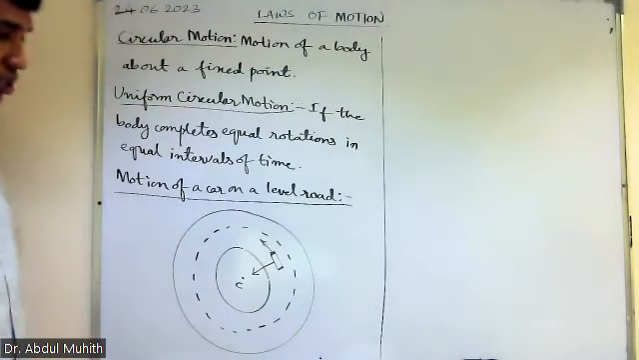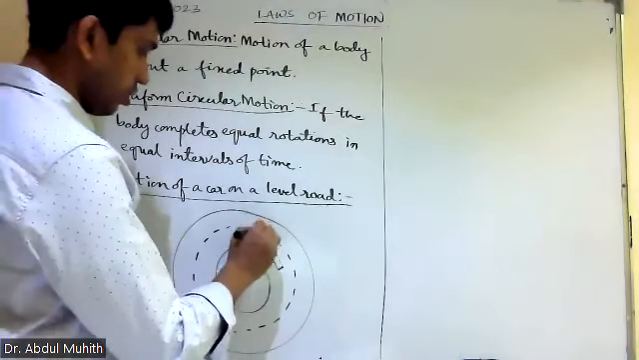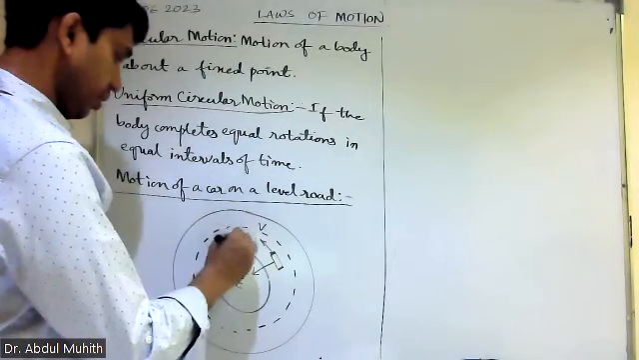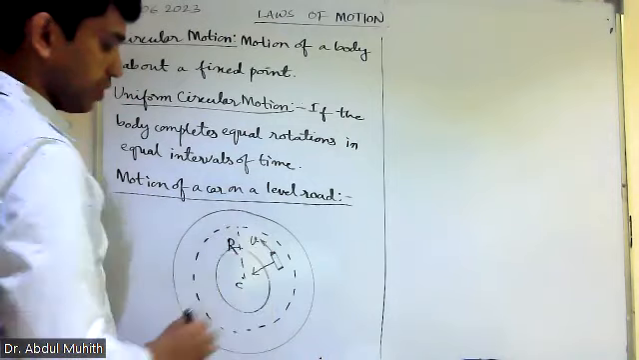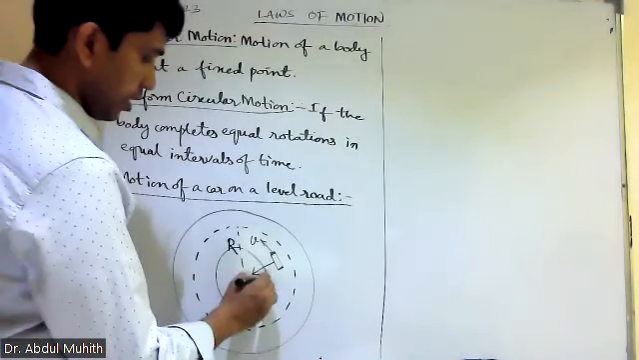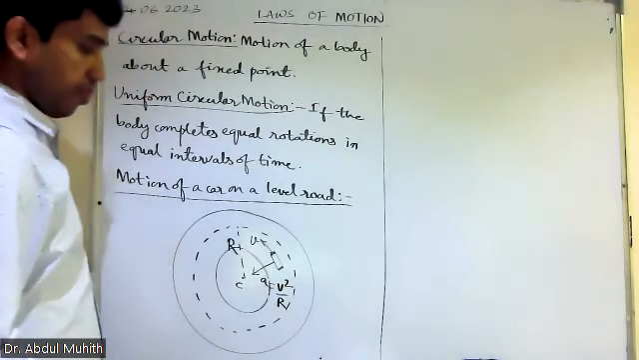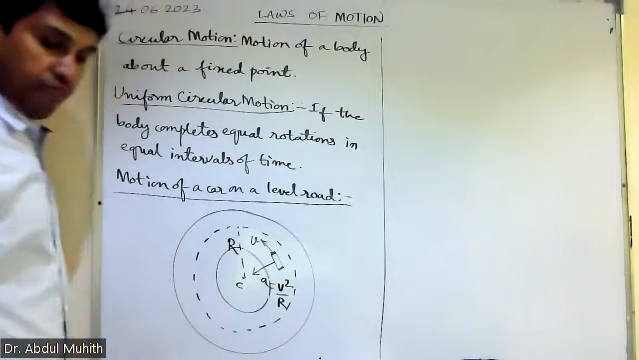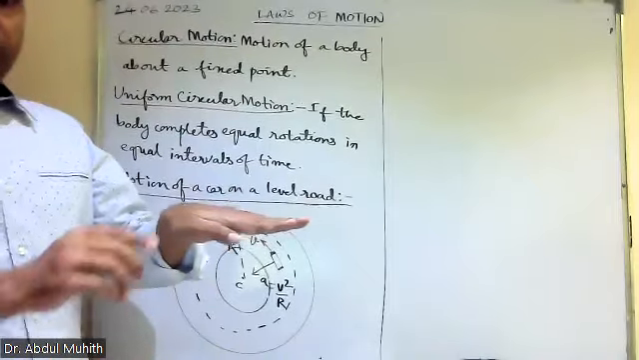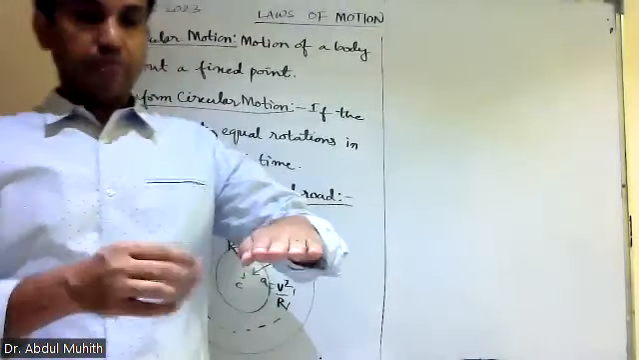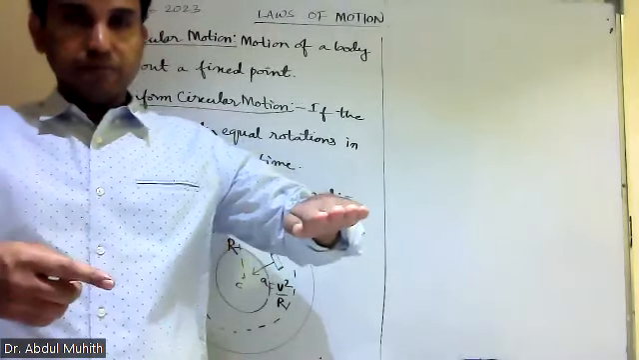So that is a_c. Here we have velocity, v is the velocity with which the body is moving, this is the center, and r is the radius. So we have the formula a equal to v square by r. That is centripetal acceleration. Now, when the car is moving, suppose this is the center, the centripetal acceleration is acting towards the center.